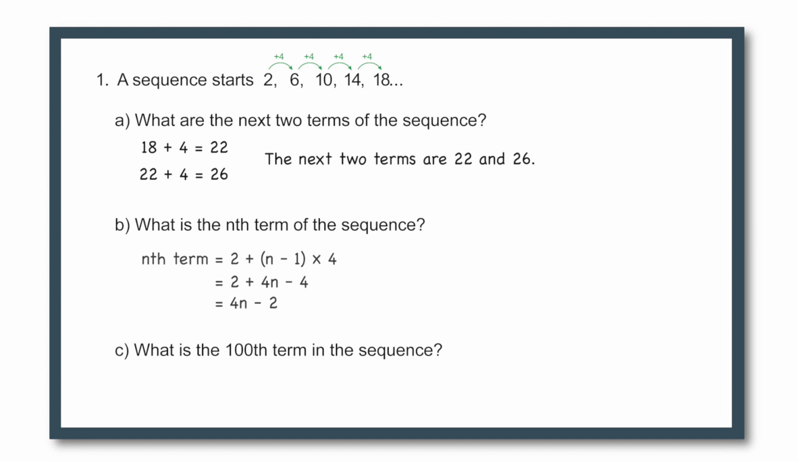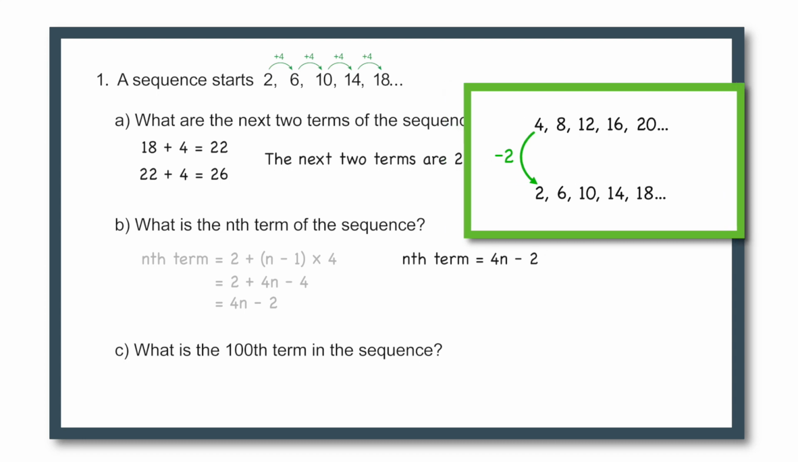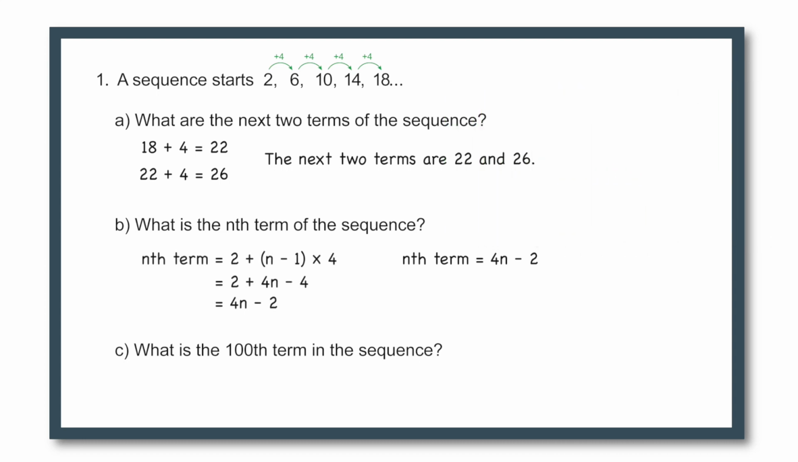What I would do is I'm thinking, well, we're adding 4 each time, so it's going to be the 4 times table. So the nth term is going to have 4n. I now need to think of how do I get from my 4 times table to my sequence, and we can see that we're having to subtract 2 each time. So our nth term is going to be 4n subtract 2. And then finally it says, what is the 100th term of the sequence? So the 100th term is going to be 4 multiplied by 100 subtract 2, which is equal to 398.